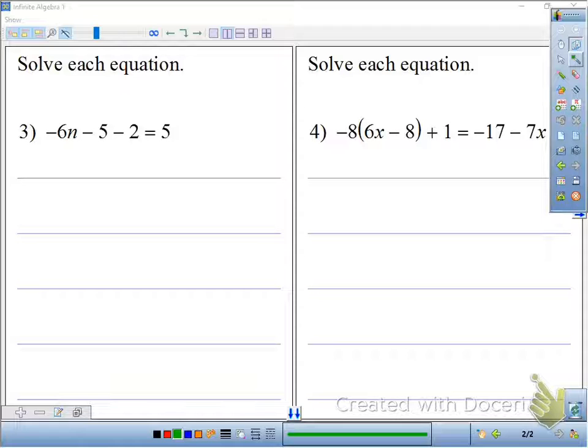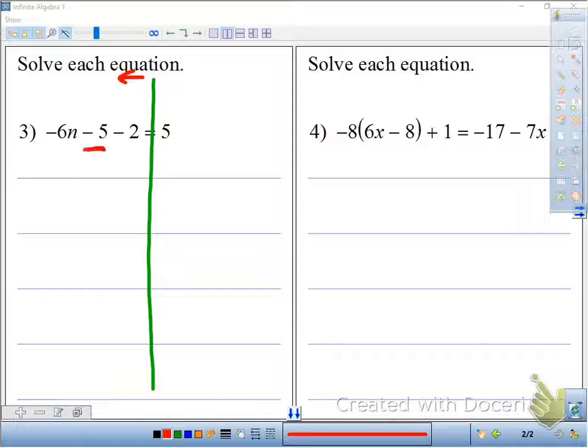Okay, so let's look at this particular one, number 3. There's my equal sign. And I want to look at the left side first. Now look, there's no distributive property here, but I do have like terms. I have negative 5 and negative 2, so I'm going to combine those two. Negative 5 plus negative 2 is negative 7. That side's done. The right side, it's only a 5, so that side's done.